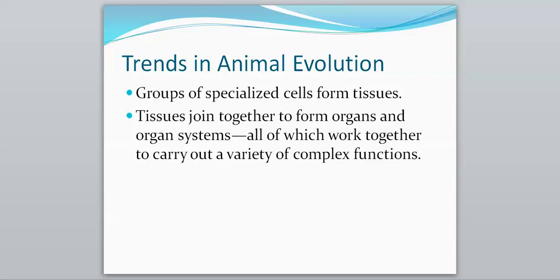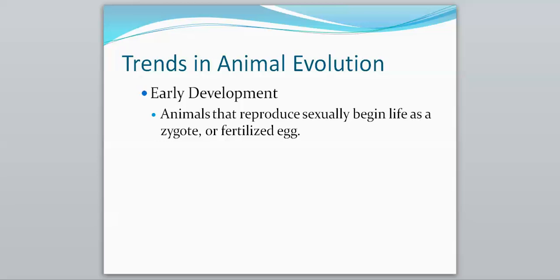So the next one we're going to look at is early development of animals. And this is important because we can actually see how closely related we are to things by looking at how we develop overall. What we look like as time goes on will tell us that we are more closely or more distantly related to different animals. So, early development: animals that reproduce sexually begin life as a zygote, or fertilized egg. We've heard that term before. So all animals start off the same way, as a zygote or a fertilized egg.